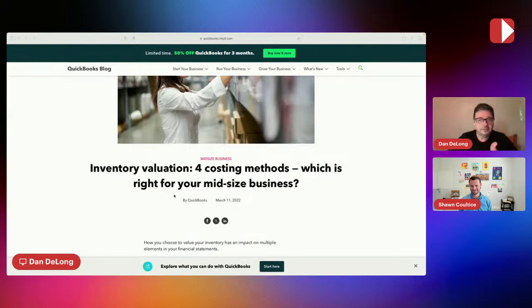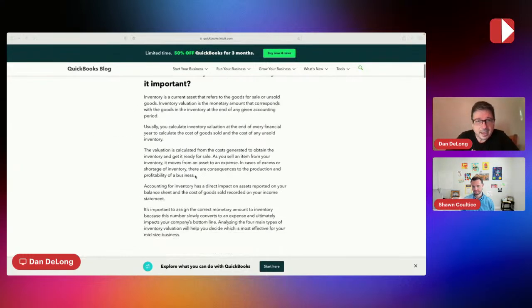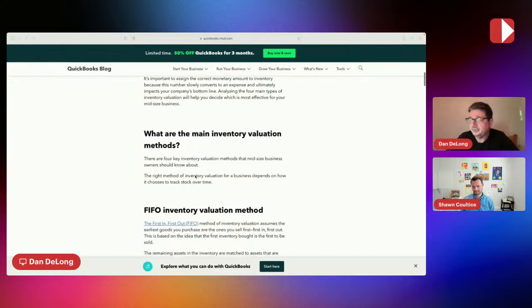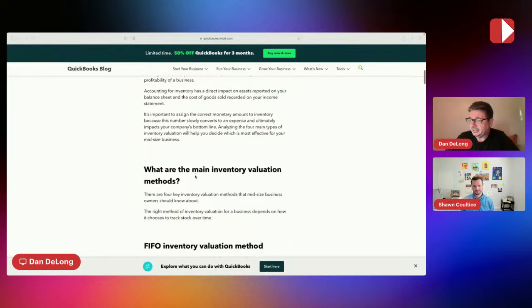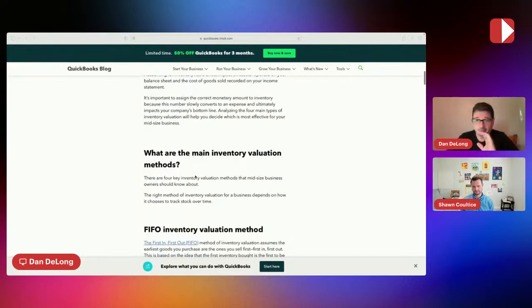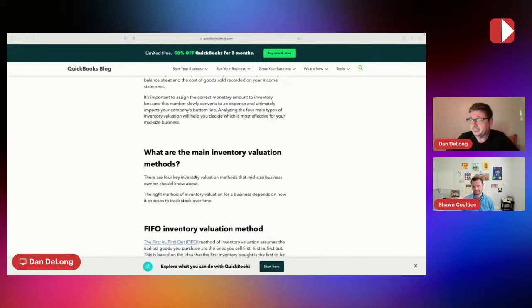So there's inventory. The article title is Inventory Valuation for Costing Methods, and there actually are 4 methods of costing and cost calculation, and they all have pros and cons to that. So we're gonna talk a little bit about that here, and I'll share this article so that you can review it at another time. But there are 4 main methods of cost calculation.